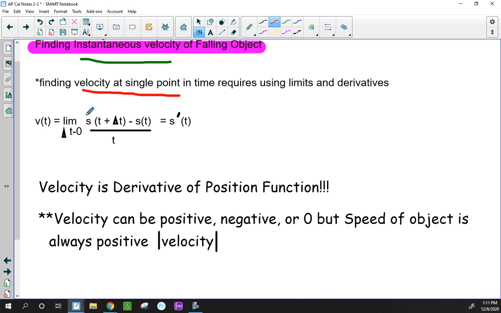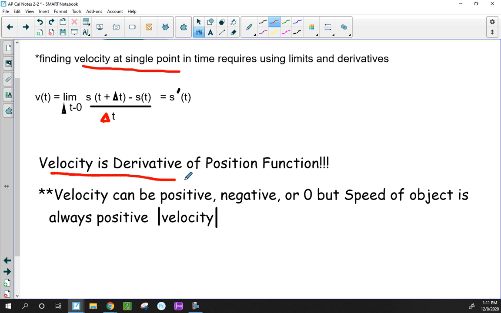All of this, when we do a limit of it, y minus y over x minus x, is going to be equal to the derivative. And I just noticed that I left out my delta symbol here. So y minus y over t minus t, x minus x, is equal to the derivative of the position. Velocity is the derivative of the position function. That's super important. Velocity is the derivative of the position function.